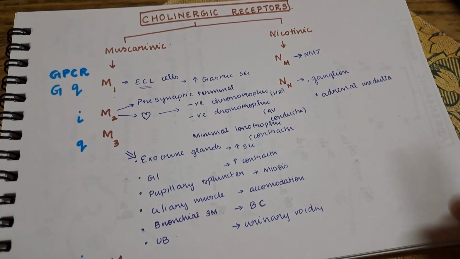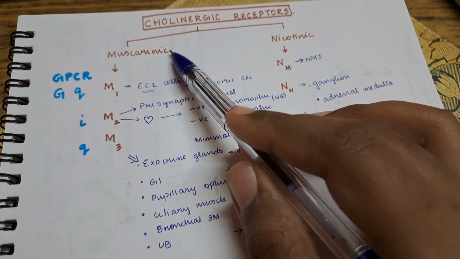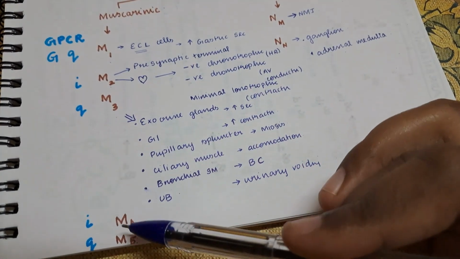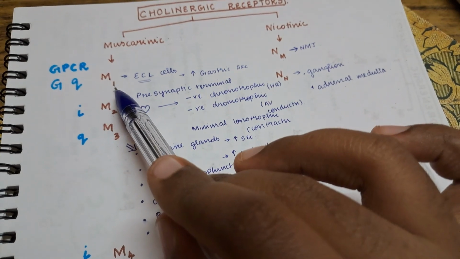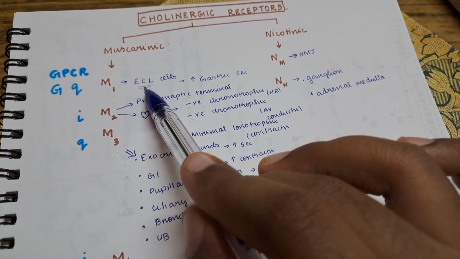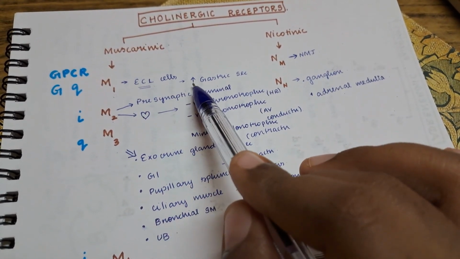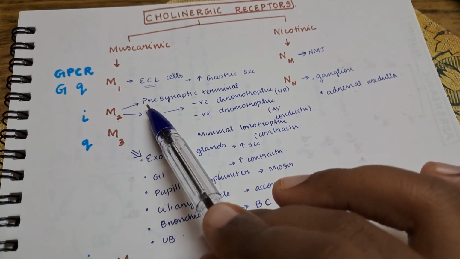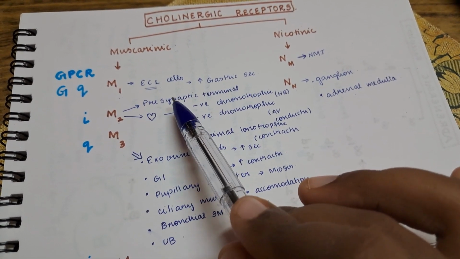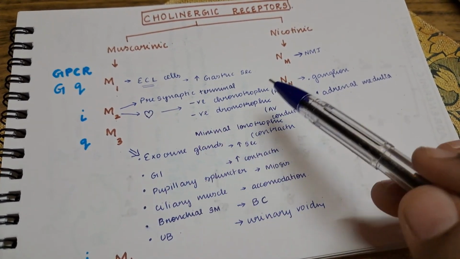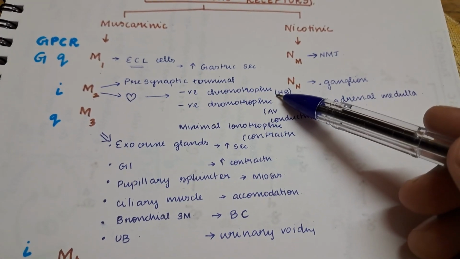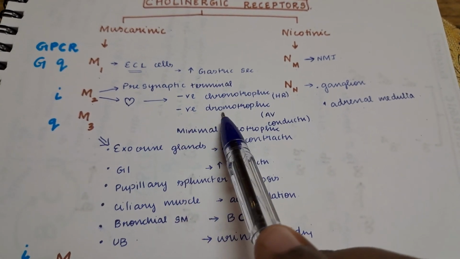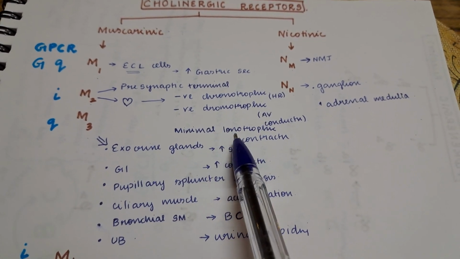Coming to muscarinic receptors, they are of 5 types: M1, M2, M3, M4 and M5. M1 is present in enterochromaffin-like cells, and its action is that it increases gastric secretion. M2 is present in the presynaptic terminus and in the heart. The actions it causes are negative chronotropic, that is, it decreases the heart rate, negative dromotropic and minimal inotropic.